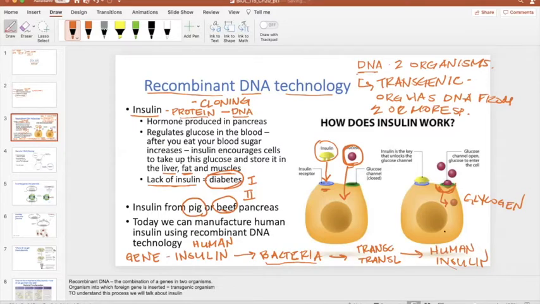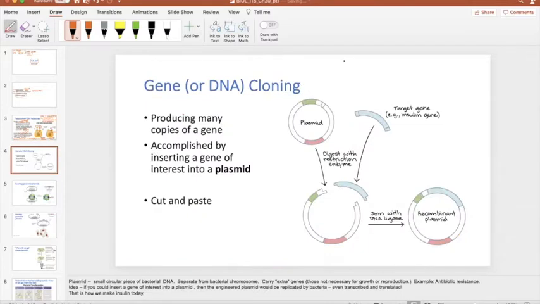So today what we're going to cover is how we go about inserting this human gene into a bacteria. To understand this, we're going to need to review a little bit about bacterial genes. So if I draw you a bacterium, and I'm going to draw this sort of as a rod-shaped bacterium, remember that they have a single circular chromosome, okay?